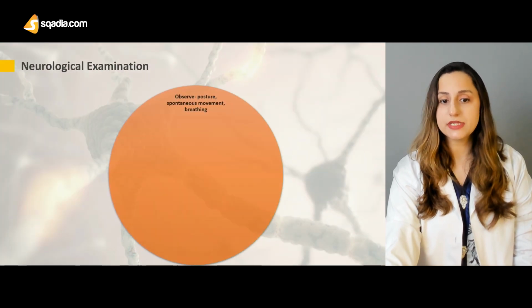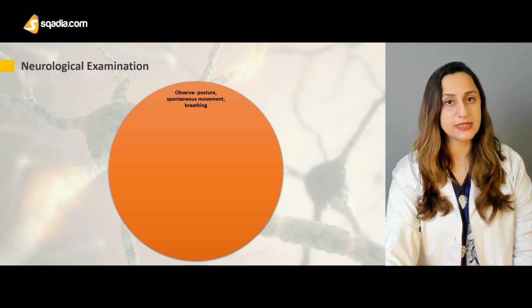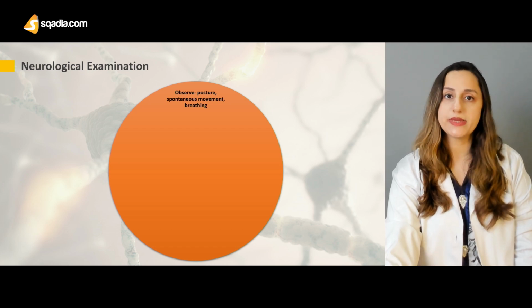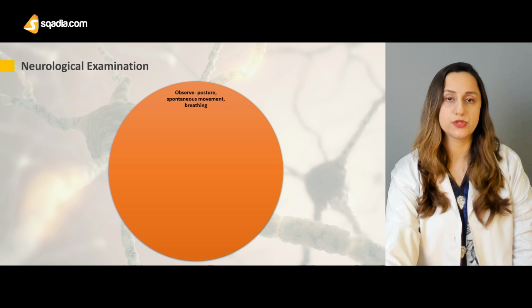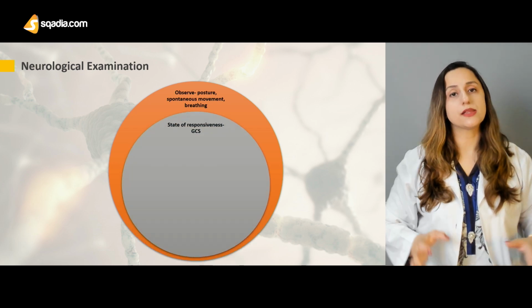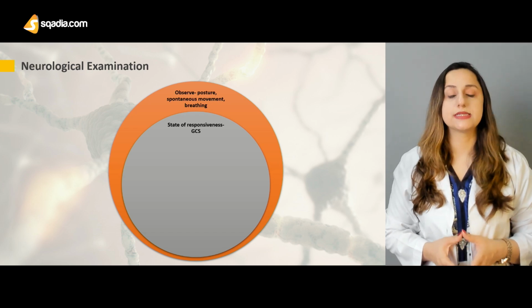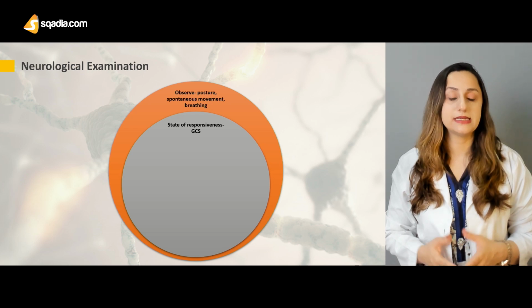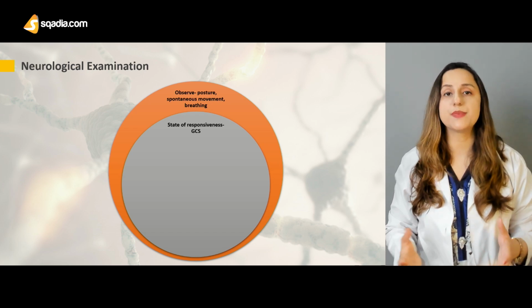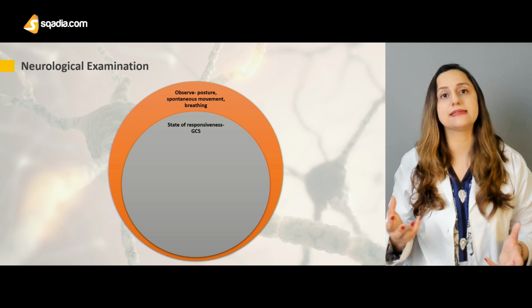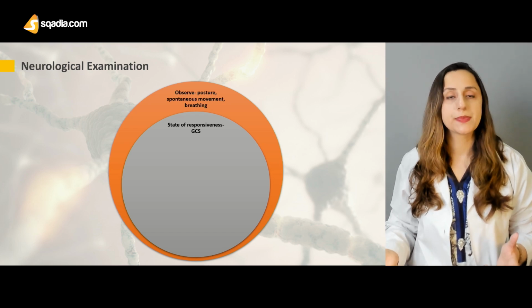The neurological examination starts off with observing the patient, just inspecting the patient in detail. The generalized posture of the individual, the spontaneous movements, and the respiratory rate are noted down. Then you're going to calculate the GCS, which is the Glasgow Coma Scale. It's basically a scale from 0 to 15, and that is helping you distinguish the milder, the moderate, and the severe cases of unresponsiveness.